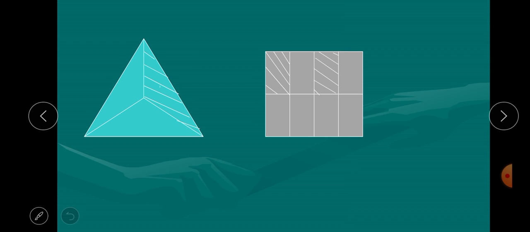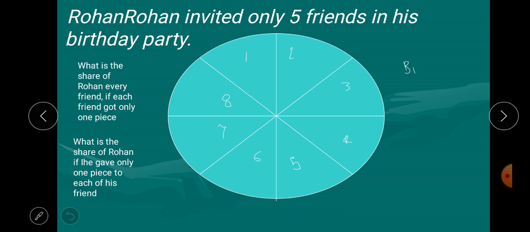Now again we will write the fraction for the shaded part in this triangle. We can see that out of 3 equal parts, 1 part is shaded. The fraction for the shaded part will be 1 by 3rd. Similarly, in this rectangle the total parts are 8, and out of these 8 parts, 2 parts are shaded. So the fraction for the shaded part will be 2 by 8. If I ask you what is the fraction for the unshaded part, as you can count, 6 parts are unshaded out of 8 parts. So 6 by 8 will be the fraction for the unshaded part.